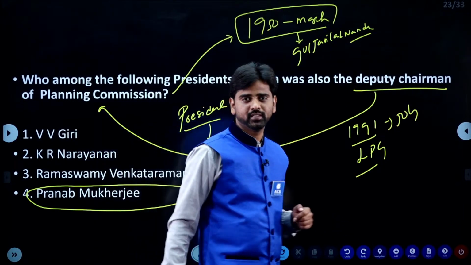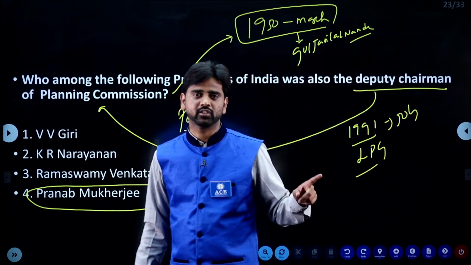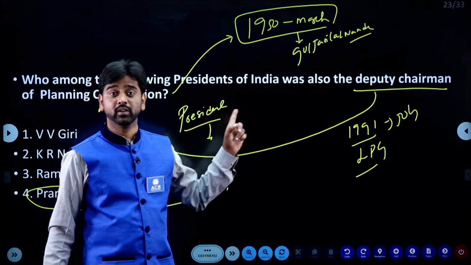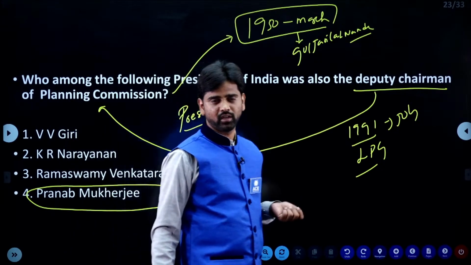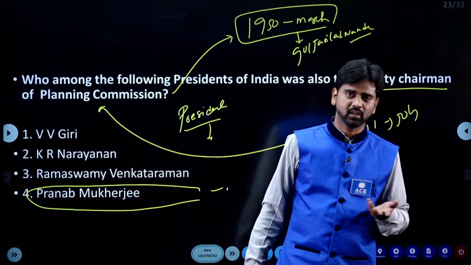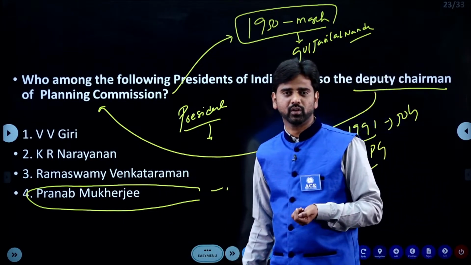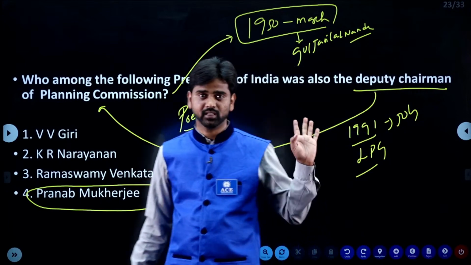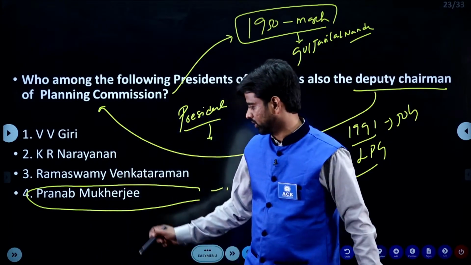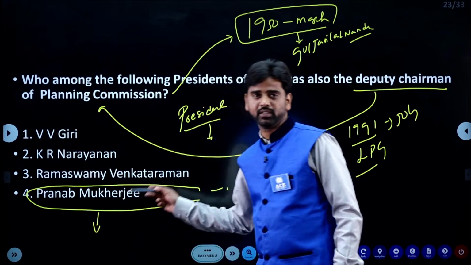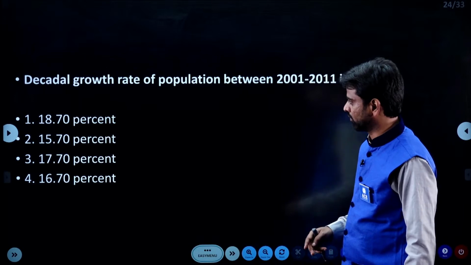Even Manmohan Singh has also acted as the deputy chairman of Planning Commission during Rajiv Gandhi's time, during 1987. Later he became the finance minister during the economic reforms. So it is a straightforward question. Pranab Mukherjee was the deputy chairman during the LPG reforms, the economic reforms.